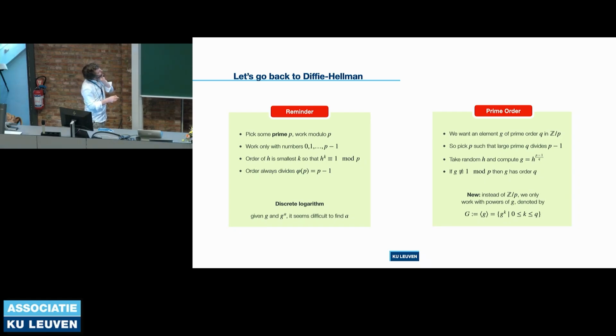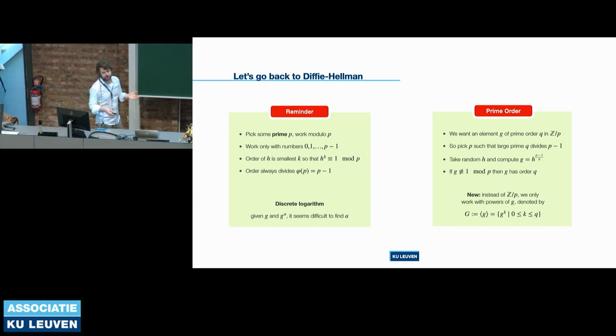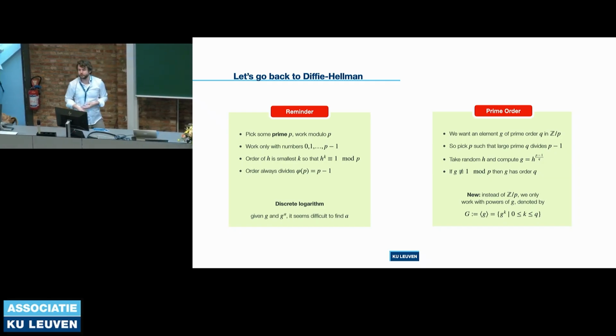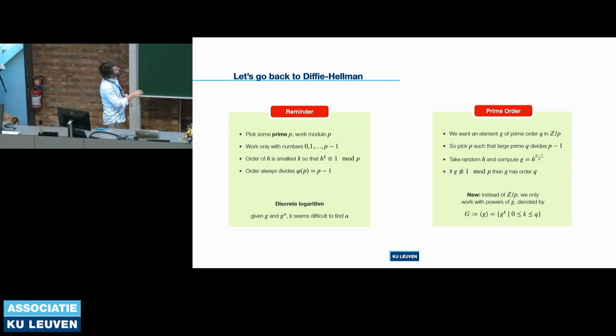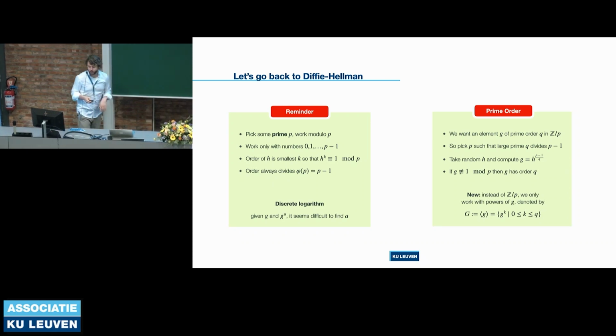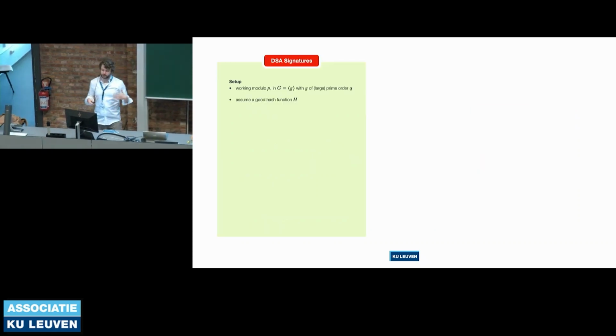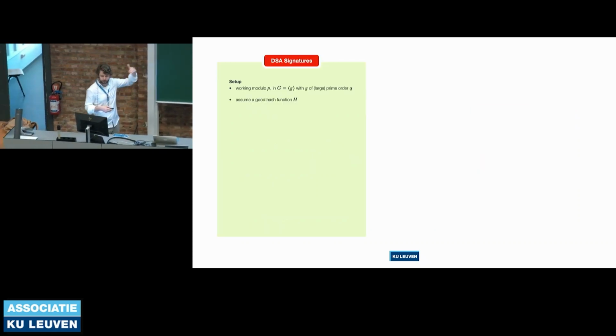And now we're only going to work with these powers of G. So it's not all of Z modulo P, it's just going to be the powers of G in this case. In some sense, actually, we were doing the same before, but I didn't explicitly mention it. We will call that group G. Why do we need that? You will see that in a bit, because this Q is going to be the security parameter.